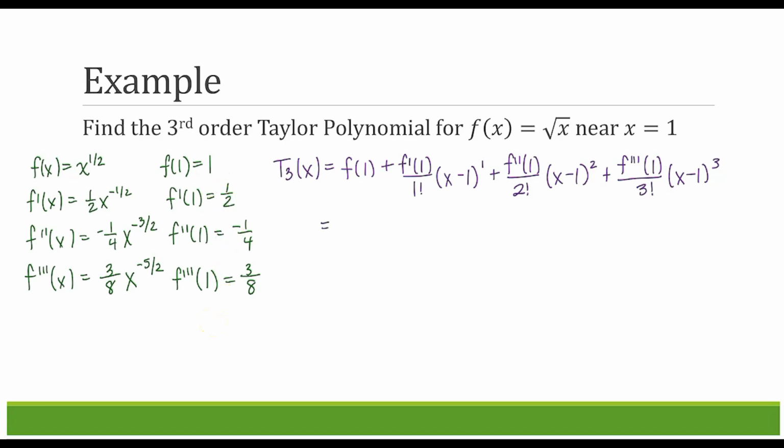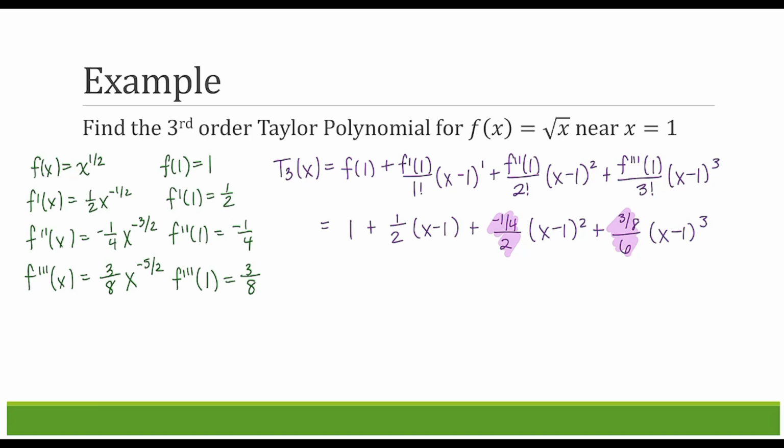and then we substitute in the values that we found over here as scratch work. So f of 1 was 1, plus f prime of 1 was a half, so I get a half over 1 factorial, that's just a half, times x minus 1, plus, now we have f double prime of 1, which was negative 1/4, and then over 2 factorial, which is 2, times x minus 1 squared, plus f triple prime of 1, that was 3/8, so 3 over 8 divided by 3 factorial, which is 6, times x minus 1 cubed. And now it's just a matter of simplifying these two coefficients.